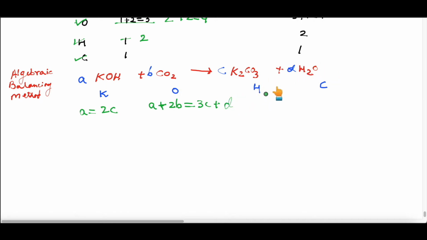Now for this hydrogen element we have 1 times A is equal to 2 times D, and for this carbon we have 1 times B is equal to 1 times C. So B is equal to C.